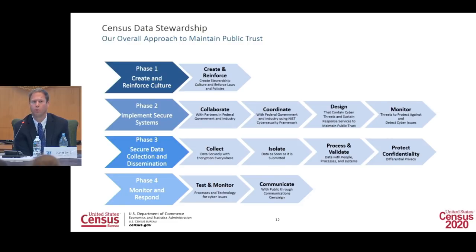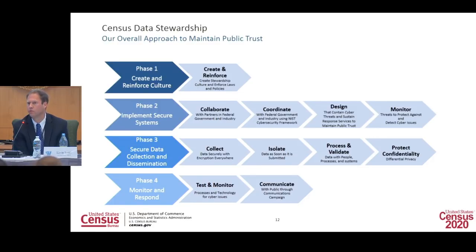Moving through as well, which I'm going to describe quickly, we don't just encrypt the data and protect it. We're using a strategy to isolate the data away from the public internet as quickly as possible once the data is submitted. This is key in the design for what the enumeration devices do, as well as for internet self-response. And we're continually going through processes after we securely receive the data, get it, isolate it, to validate it. We're validating that with people and processes and technology that looks at all the transactions and goes through that validation process, which is something the census has been doing for years now. And as we gather the data, we're also going to protect your confidentiality using concepts such as differential privacy.